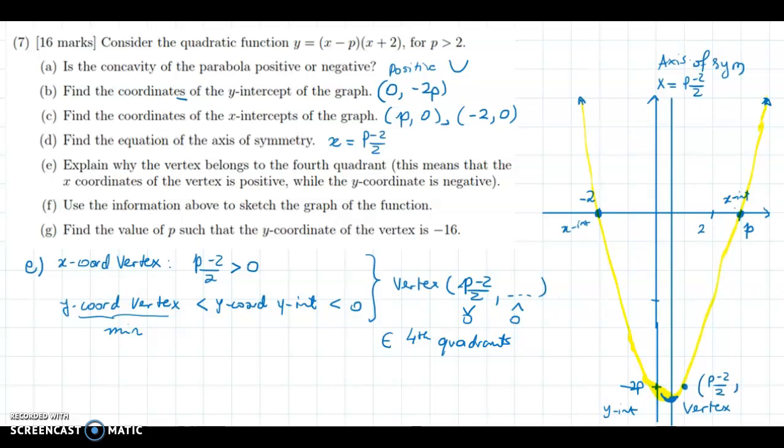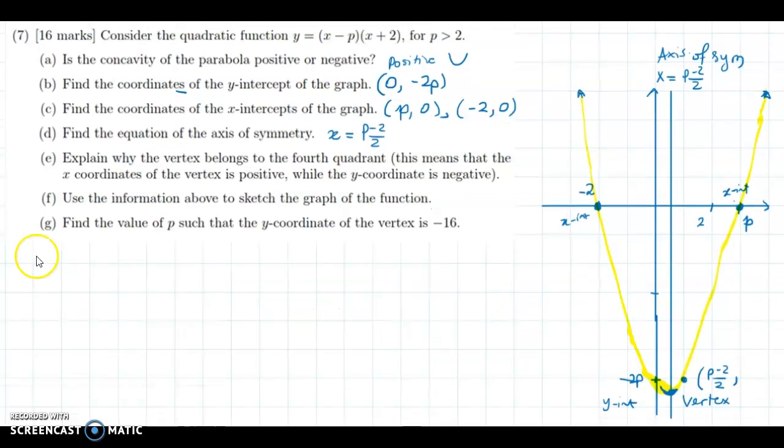Now we are going to need to find the y-coordinate of the vertex for the next part, because we want to find for which value of p the y-coordinate of the vertex is going to be negative 16. So I'm going to find what is in general the y-coordinate of the vertex, and then I'm going to equal it to negative 16, and I'm going to find which value of p makes that true.